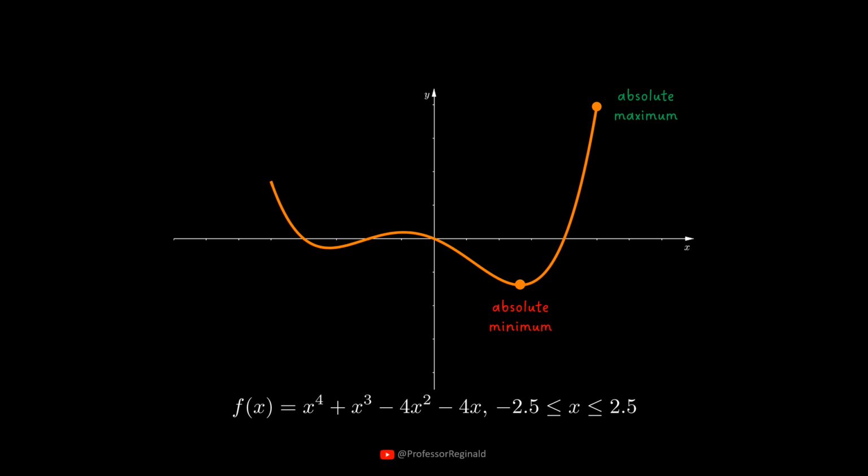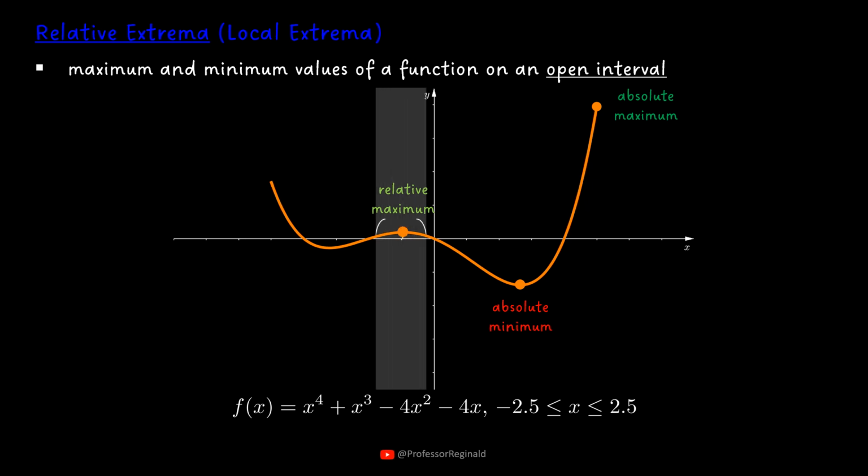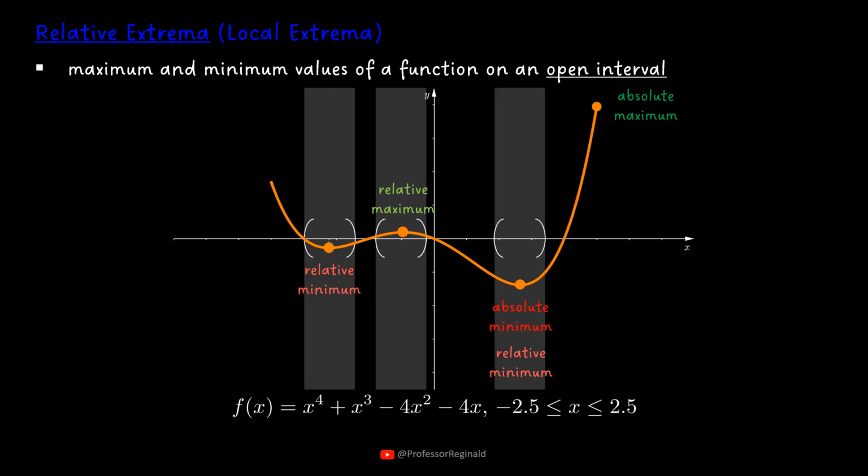Next, let us discuss relative extrema, or local extrema. These are the maximum and minimum values of a function on an open interval, or a portion of the domain of the function. A relative maximum is the highest value of the function on an open interval, or it is the highest point in a portion of the curve. Meanwhile, a relative minimum is the lowest value of the function on an open interval, or it is the lowest point in a portion of the curve.